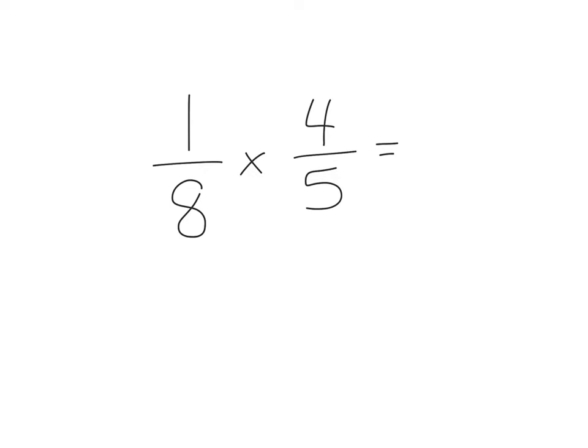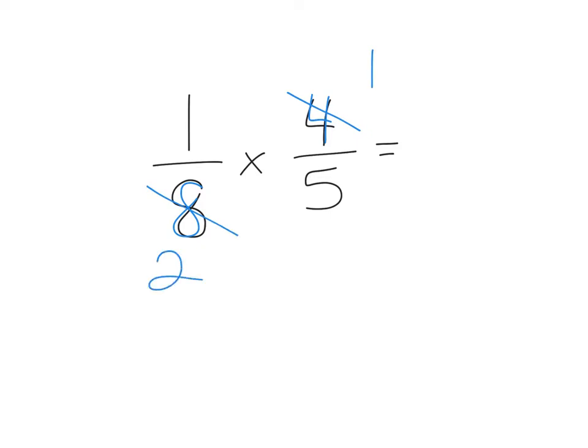Now here I have 1/8 times 4/5. So I want to try to simplify before I multiply to make things easier. So I have to find one numerator and one denominator that can be divided by the same whole number. I'm noticing that the 4 and the 8 can be divided by 4. So 4 divided by 4 is 1. 8 divided by 4 is 2.